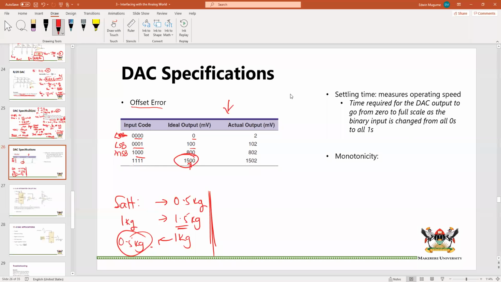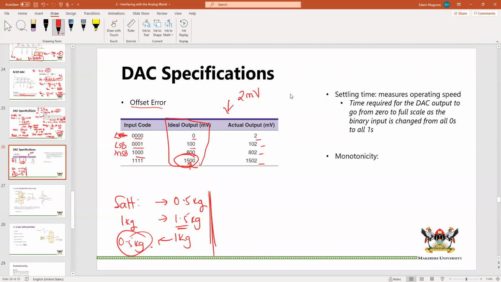Anyway, if we had an offset error of 2 millivolts, it means that instead of having these ideal outputs, each output will have an additional offset error of 2 millivolts. And so we end up having 2, 102, 802, 1502. This offset error can be removed. Usually these devices might have a small pin which you can change to control the offset. Like on the weighing scales at home, there is a thing that you can push to control the offset error before you weigh yourself.